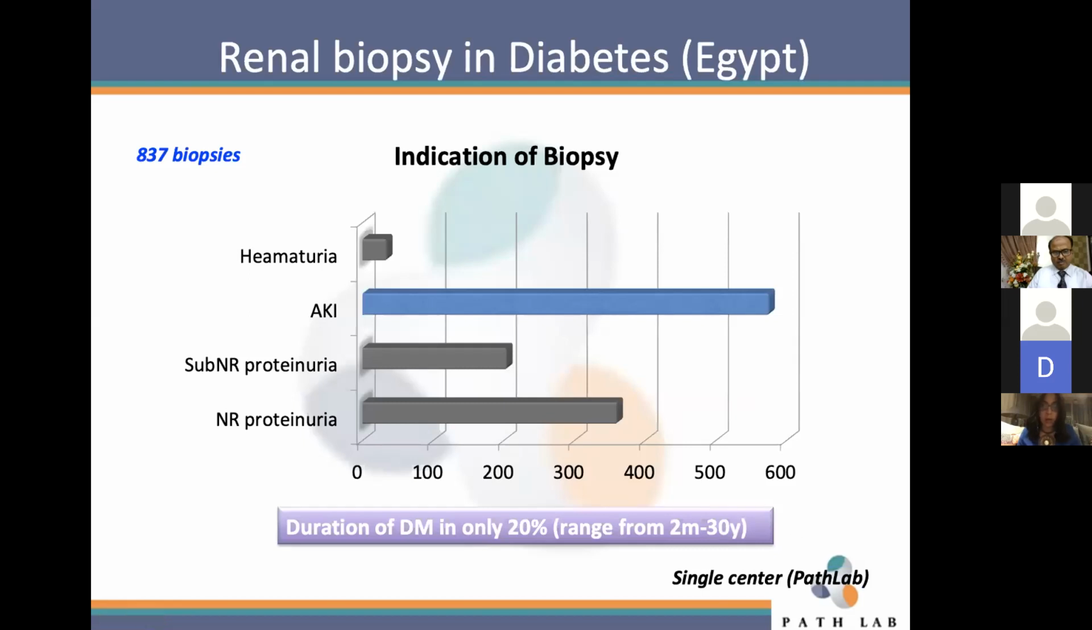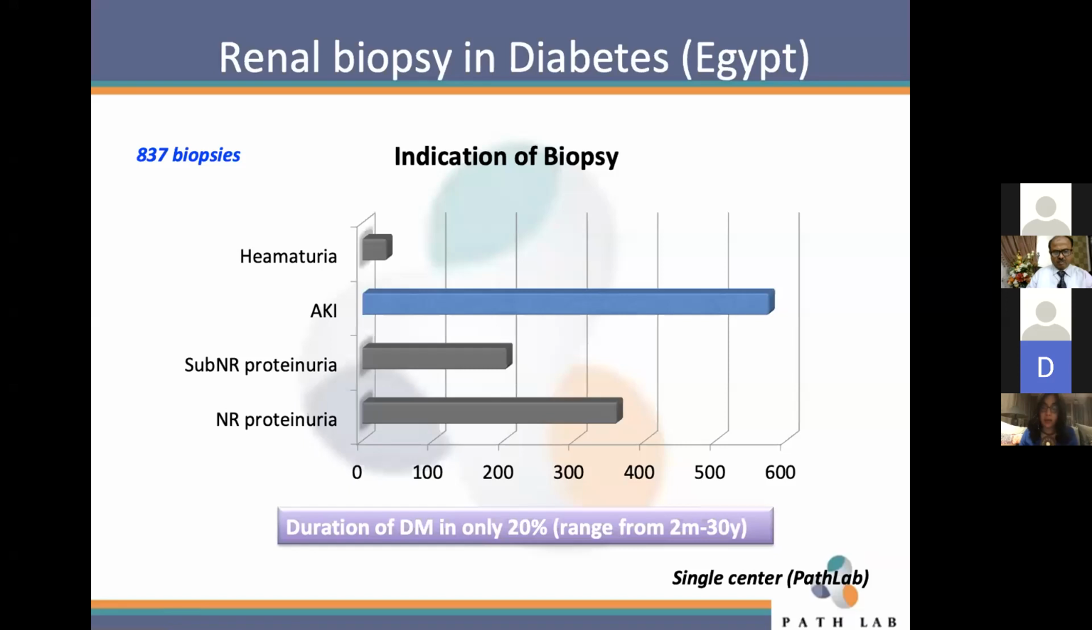In our patient cohorts in Egypt, the indication of biopsies in diabetic patients was almost 90% acute kidney injury, followed by nephrotic range proteinuria, then subnephrotic range proteinuria in a small percentage of patients, and then few patients only had hematuria. Strangely enough, a clinical piece of info you always seem to miss, or you just don't see as important, is the duration of diabetes.